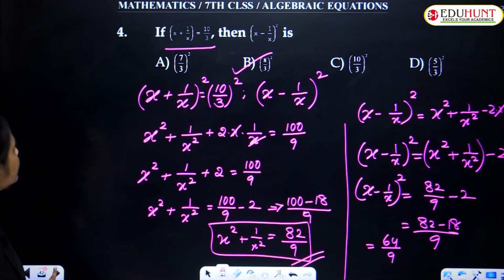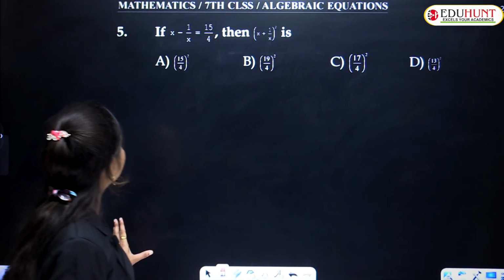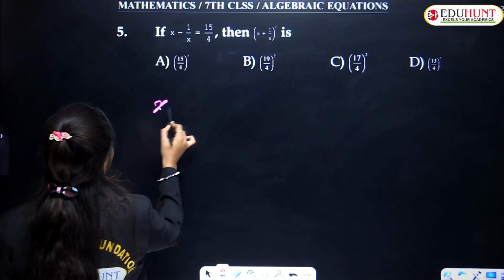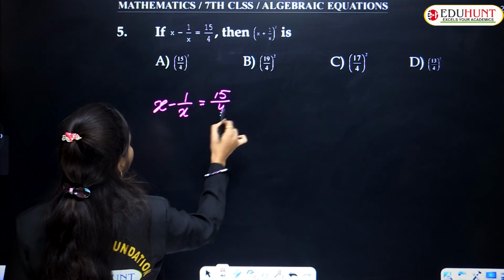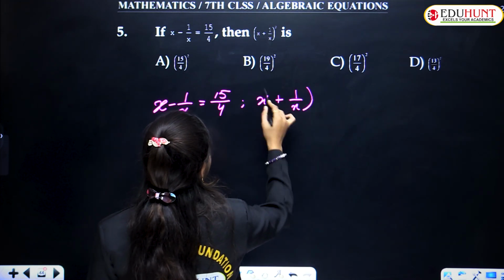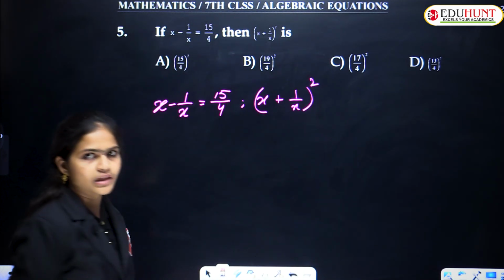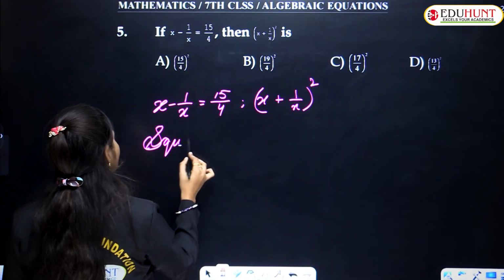Next fifth question say here. Yes, this is also just like the previous one. So what they given here? If x minus 1 by x is equal to 15 by 4, then x plus 1 by x whole square, just the same as the previous question only. So first here we have to do that squaring on both sides.